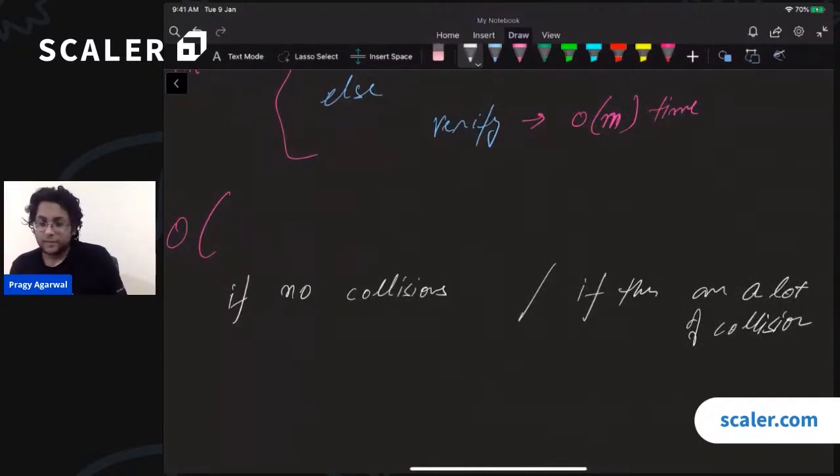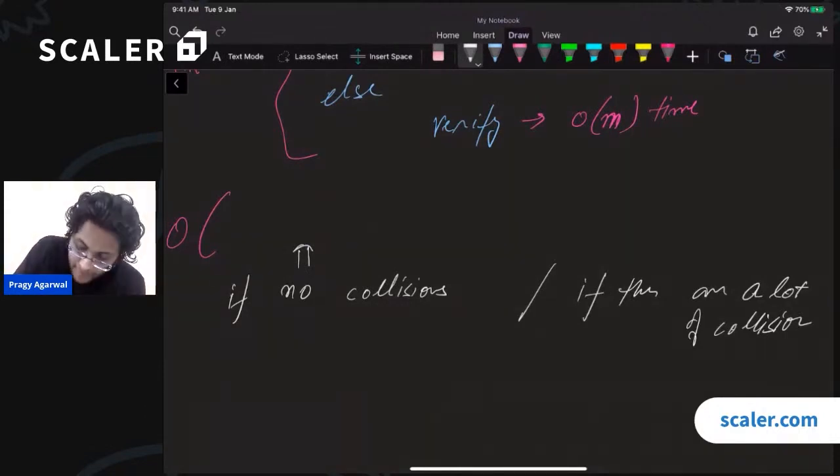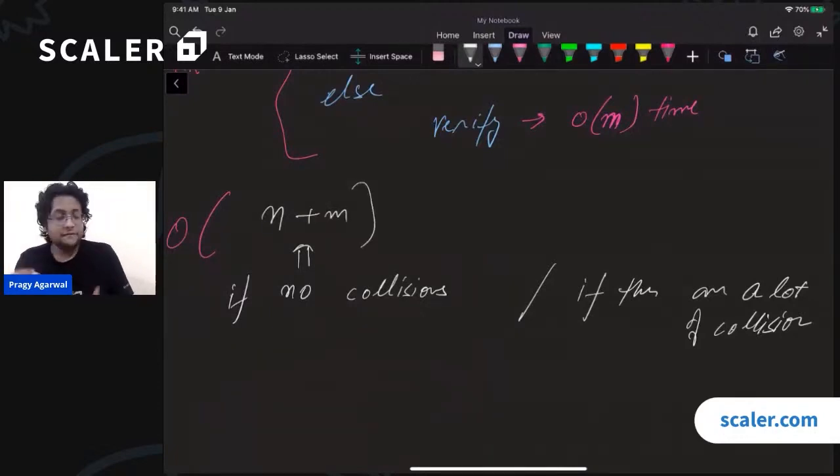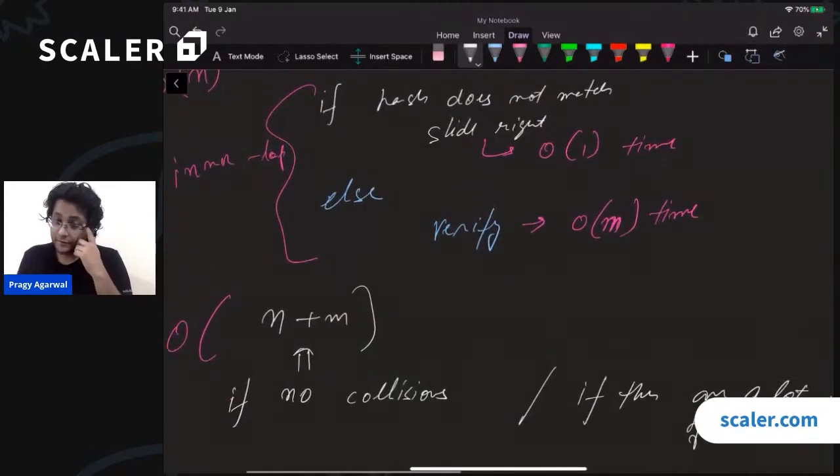Can someone tell me what will be the best and worst cases of this algorithm? If there are no collisions, the time complexity will just be order of n plus m, because as soon as the hashes match, I'm guaranteed that the pattern exists. I don't have to verify it. If the collision possibility was not there, then this verification step is unnecessary.